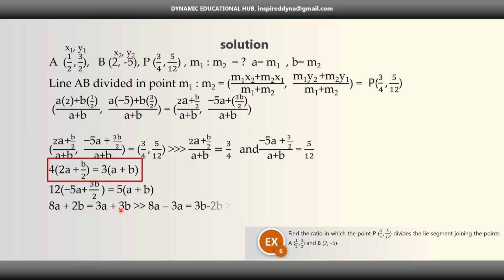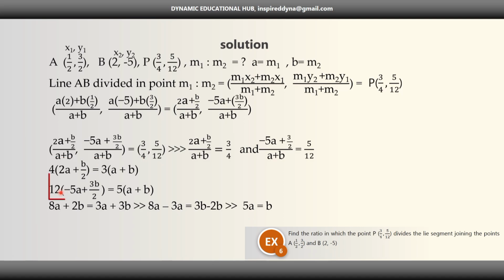And you can simply collect like terms. So bring A together, bring B together. So transferring 3A to the left hand side is going to be minus 3A. So 8A minus 3A plus 2B. Bring it to the right hand side, you are going to get minus 2B. So we have 3B minus 2B. 8A minus 3A, 5A. 3B minus 2B, you have your B or 1B. So we've simplified this one.